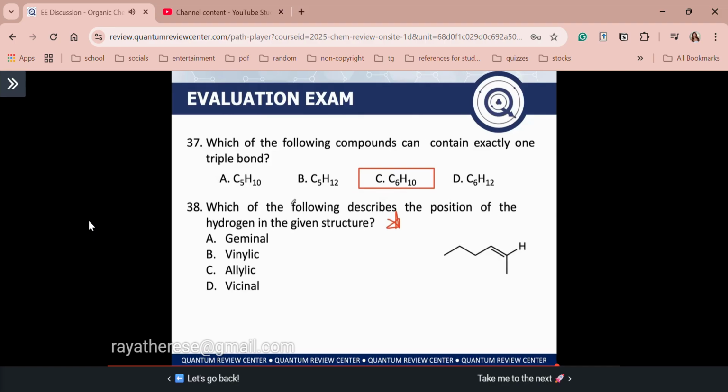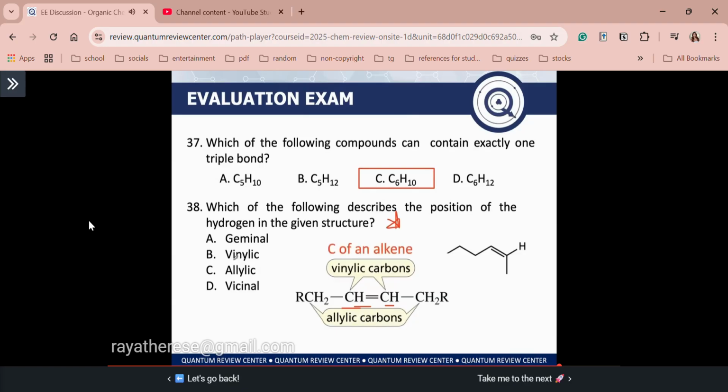This is our structure. Class, when we say vinylic carbons, those are carbons that participate in double bond formation, and correspondingly, the hydrogens attached to them are also vinylic. Actually, that's our answer. If you have a carbon that participates in your alkene, that's your vinylic carbon, and the hydrogens attached are your vinylic hydrogens. Carbons adjacent to a vinylic carbon are your allylic carbons, and correspondingly, hydrogens attached to them are allylic hydrogens.